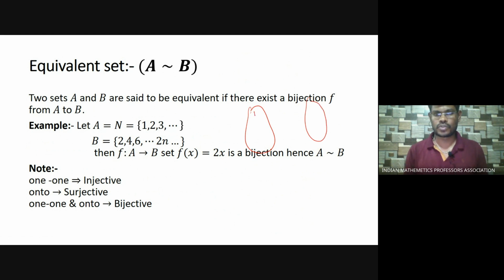Here we have the set of all natural numbers 1, 2, 3, 4, 5, 6, and here the set of all even numbers 2, 4, 6, 8, 10 and so on. The natural numbers and even numbers are mapped 1 to 2 and 2 to 4, like that. So there exists a one-to-one as well as an onto mapping. That's why this is called an equivalent set.